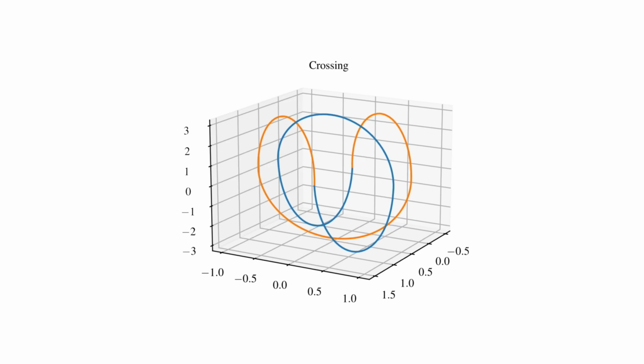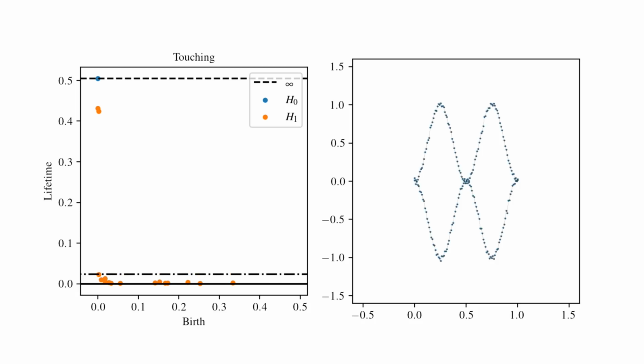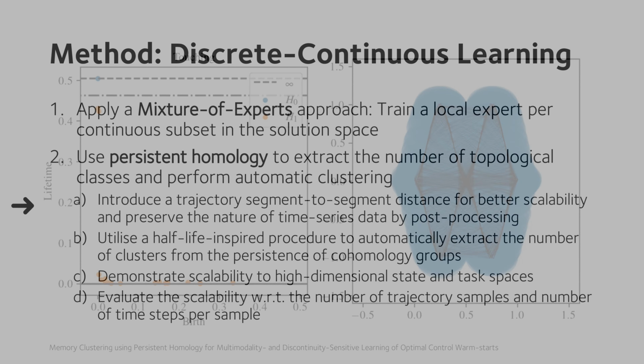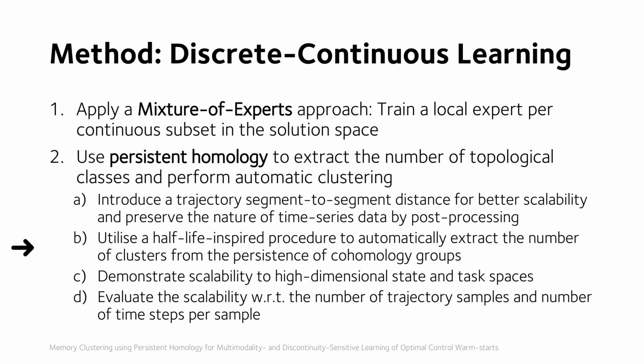For scalability to large datasets of time series data, we leverage a segment-to-segment distance for filtration and use a pairwise trajectory distance for clustering. We introduce a procedure based on half-life to automatically extract the number of clusters from the persistence of cohomology groups. This allows our method to automatically cluster data without further user input. We demonstrate that this method can be applied in state spaces of different dimensionality and is also applicable to high-dimensional task spaces. We evaluate the scalability of the method with respect to the number of trajectory samples and the number of time steps per sample.